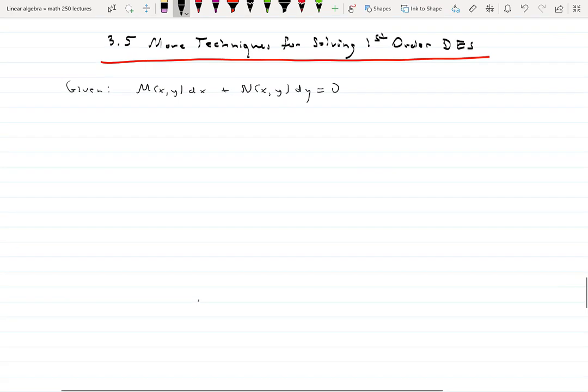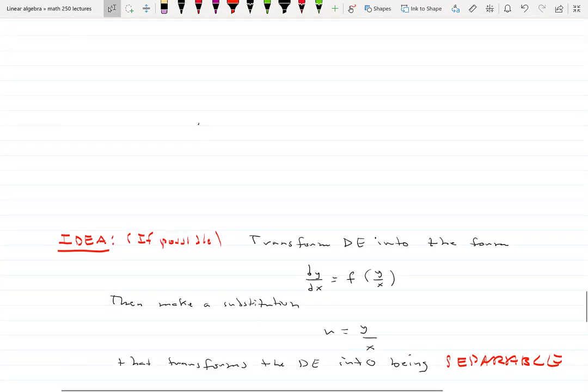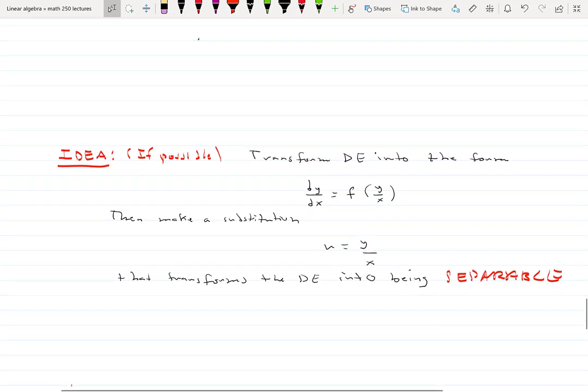The idea is maybe the differential equation is of a specific type. If possible, and again it's not always going to be possible, the idea is to transform the differential equation M dx plus N dy equals 0 into the form dy/dx equals some function of y over x, and then make the substitution u equals y over x. If the differential equation satisfies a certain property, then that result will be separable.